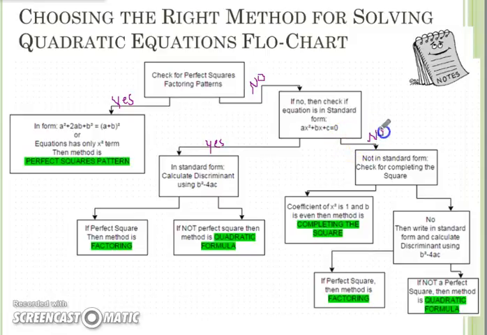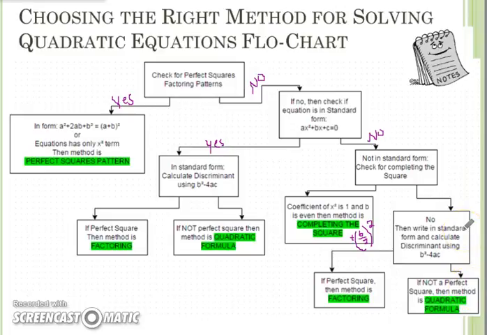If it's not in standard form, then you want to check to see if you can complete the square. Again, the guidelines for completing the square: the x squared term should be 1 and b needs to be even. If both of those are met, then you can solve by completing the square, and that's where you add b over 2 squared on each side. If it's not, then rewrite the equation into standard form, calculate your discriminant, and then see if it's a perfect square, you'll factor it. If it's not a perfect square, then you'll want to use the quadratic formula.